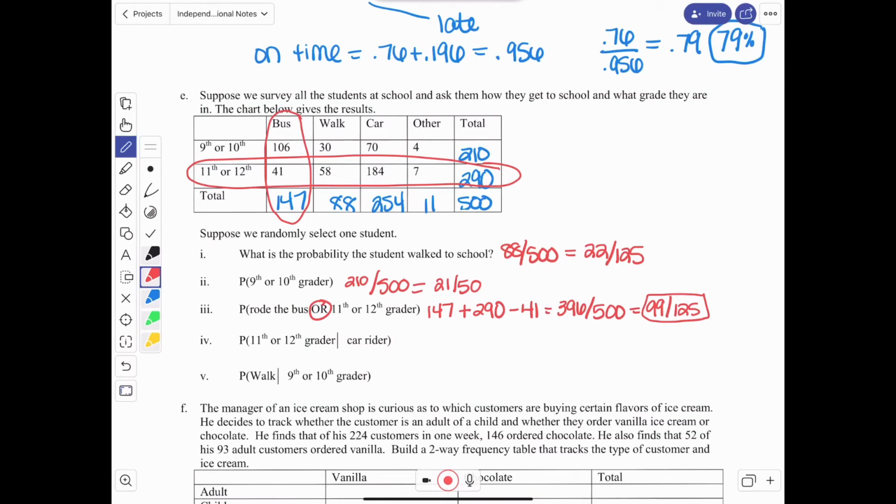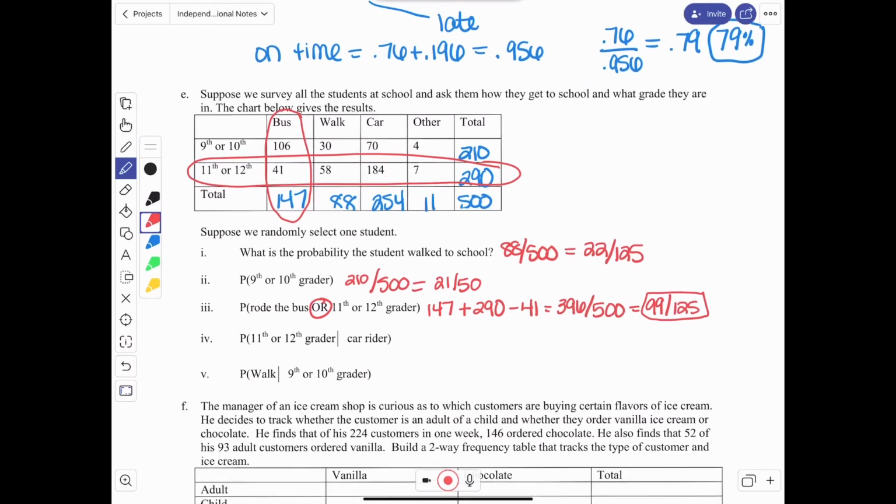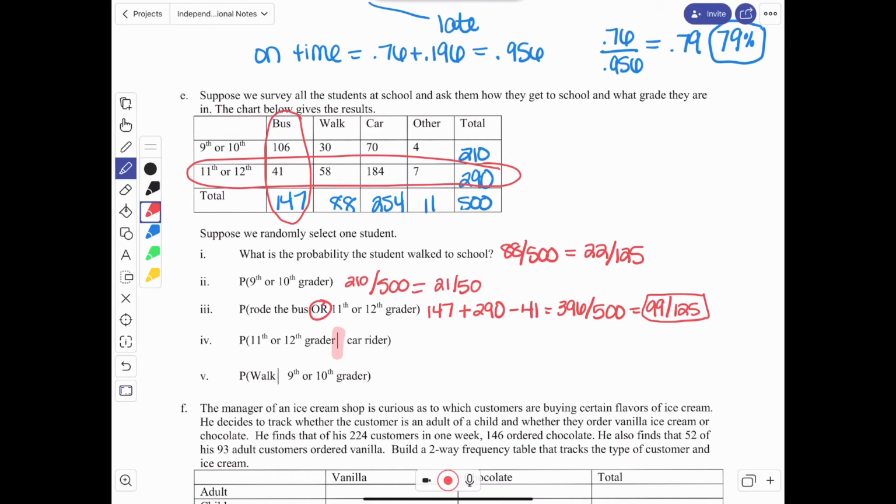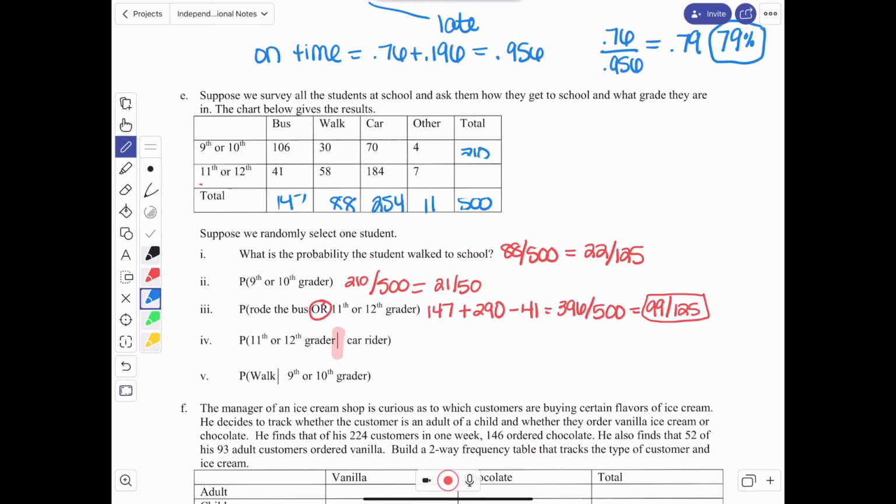Okay, so now we get into one that looks like this. Probability they're an 11th or 12th grader given, this is the given symbol, given that they are a car rider. Okay, so let me get rid of these circles here. All right, let me fill my totals back in. That was 147, 210, and 290. Okay, so given that you're a car rider, that means you go to the car rider column.